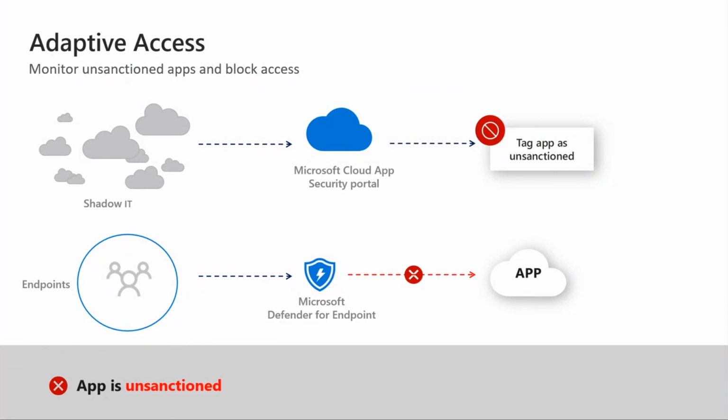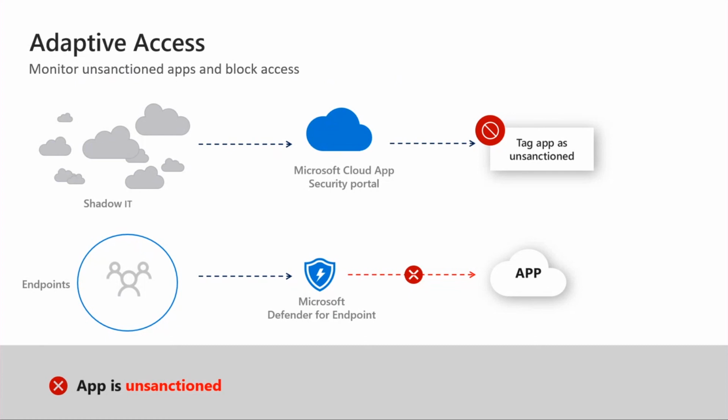So at the top, we have that shadow IT. These are all of the applications that we might be unaware of as an admin of what our employees are accessing day to day. Luckily, that shadow IT is aggregated and parsed in the Microsoft Cloud App Security portal. So we're able to see all of the different applications displayed and then tag those applications as sanctioned or unsanctioned.